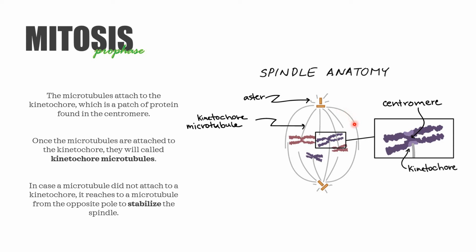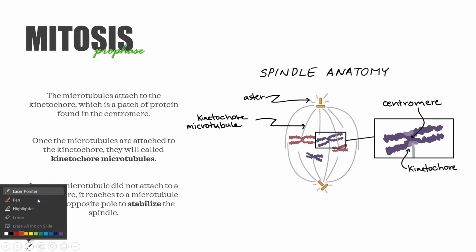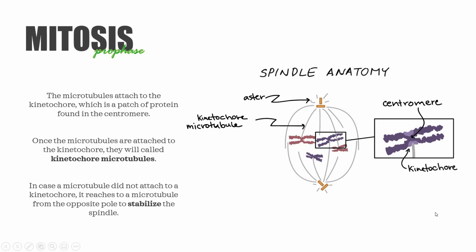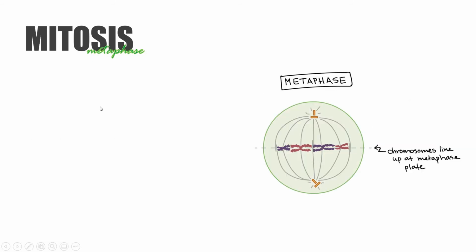This microtubule did not touch any kinetochore, therefore it reached out to the microtubule on the opposite side. Ayan, nag-meet sila, and the purpose of that is to make the spindle more stable. Ayun. So now we're done with the prophase. We're done with the early prophase, and then we're done with the late prophase called prometaphase.